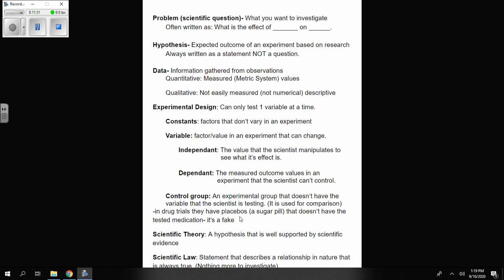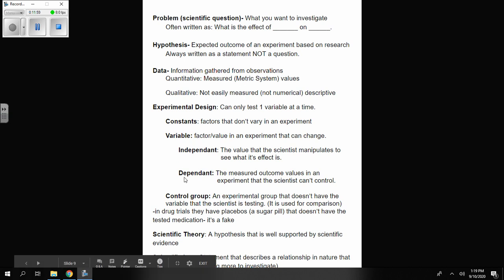So in drug trials, they have placebo effects. In this example, I use plants, but let's say you were testing something to cure cancer. Then the control group gets the placebo, a sugar pill. The people in a controlled study do not know if they're in the control group. So they're taking the pill that looks just like the cancer pill, but it just has sugar. It's fake. It's a placebo.